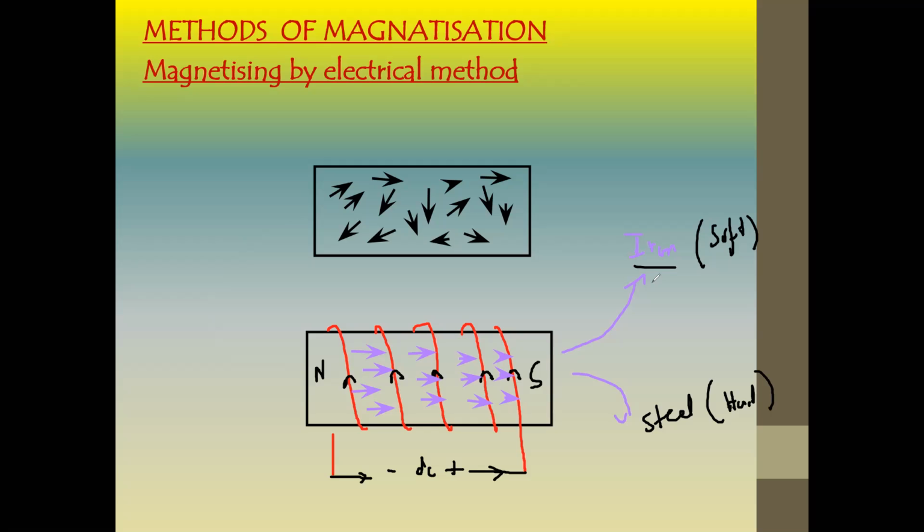If we use steel, which is used to make permanent magnets, when we pass the current, we are not passing current through the steel, we are passing a current through a wire, and we place this steel within the wire, so it is magnetized due to the magnetic field of the wire. Once we remove this steel, it will behave like a magnet because its domains will remain aligned for a longer period of time. Is the difference between hard and soft magnetic material clear, and how we can magnetize a magnetic material by passing DC, direct current, which is also known as the electrical method?